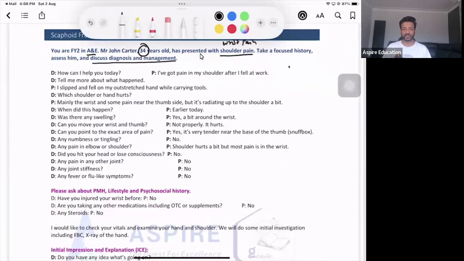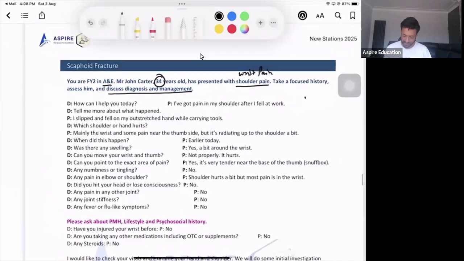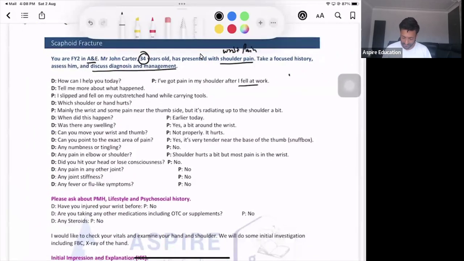So it's very easy. What you're going to do is elaborate. So how can I help you, doctor? I've got pain in my shoulder or in my wrist after I fell at work. Okay. So what are you going to do? You are going to do Socrates. Site, onset, character, associated symptom, radiation, timing, any exacerbating relieving factor, and severity, isn't it? So all those questions you're going to ask, right?